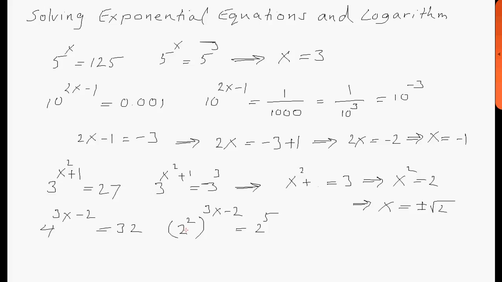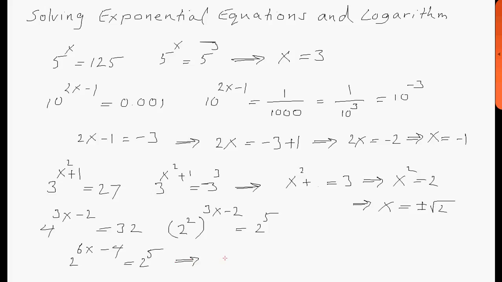Then simplify this. If I have something to a power and that whole expression raised to a power, I have to multiply the two exponents. So on this side I get 2 to the power of 6x minus 4 equals 2 to the power of 5. Now I have the same base on both sides, and for equality to hold, the two exponents have to be the same.